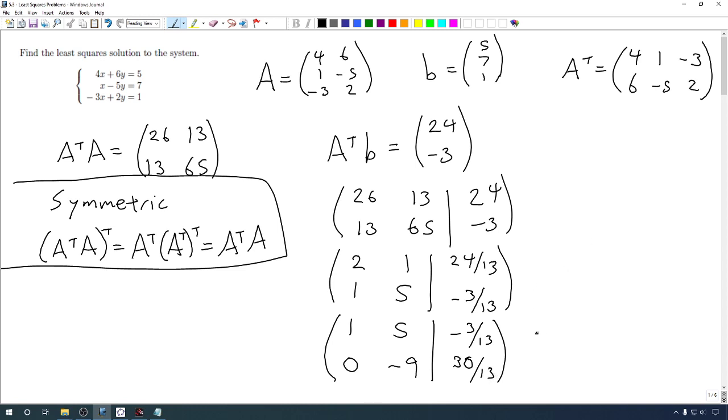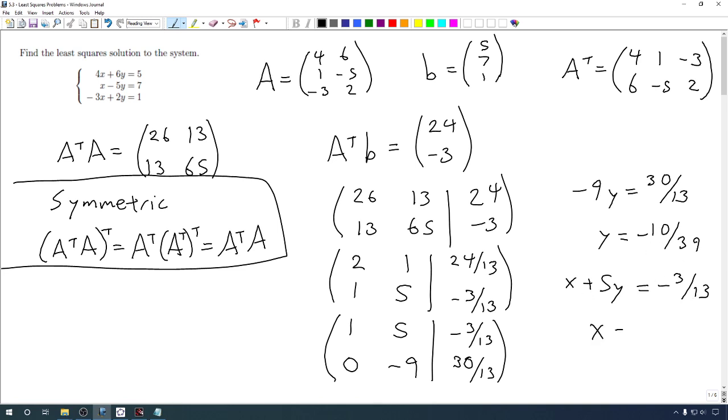So what do we have here? Well, keep in mind these represent equations. So we'll go ahead and solve those equations now. We have negative 9 times y is equal to 30 over 13. If we solve that, y is going to be equal to negative 10 over 39. Went ahead and canceled out a 3 in that. Then we can use that solution to back substitute to find out what x is. We have the equation x plus 5y is equal to negative 3 over 13. If we plug in negative 10 over 39 and solve, we'll find that x is equal to 41 over 39.